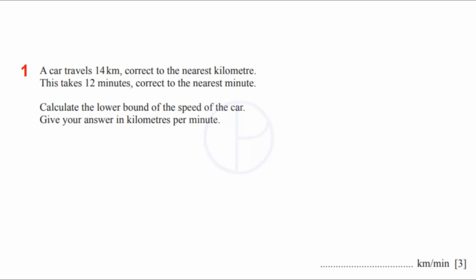So the distance given here is 14 kilometer. For 14 kilometer, it is corrected to the nearest kilometer. So 1 over 2 is 0.5. Okay. So upper bound of 14 kilometer is 14.5. Lower bound of 14 kilometers, 13.5 kilometers. Less than 14.5. This is the distance.